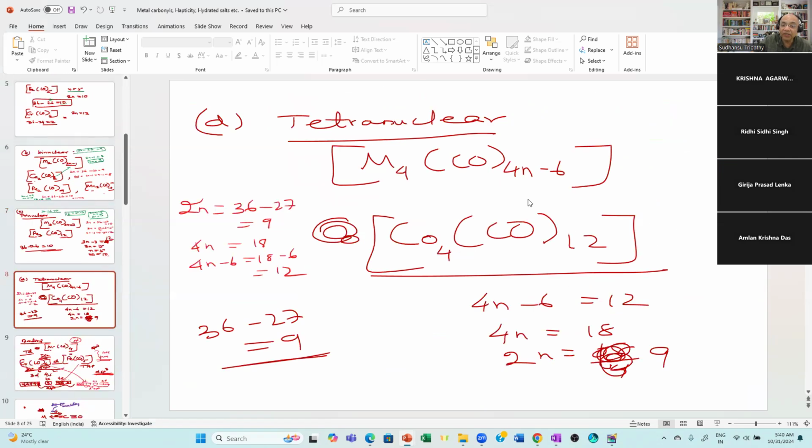Tetranuclear, the formula is different: M4(CO) 4n minus 6. Cobalt, if there are 4 cobalt atoms, all in zero state, there will be 12. Because if 4n minus 6 is equal to 12, then 4n is equal to 18, 2n is equal to 9. So that is the difference between 36 and 27, that is 9.